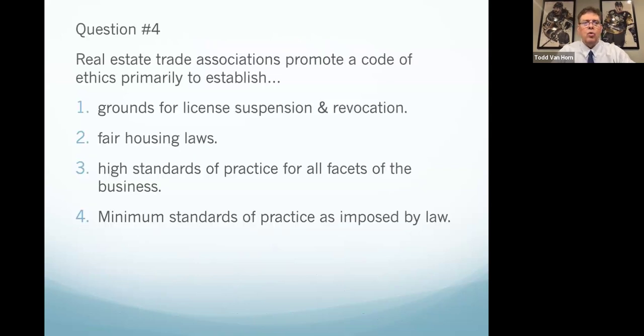Question number 4. Real estate trade associations promote a code of ethics primarily to establish what? Number 1, grounds for license suspension and revocation. Number 2, fair housing laws. Number 3, high standards of practice for all facets of the business. Or number 4, minimum standards of practice as imposed by law. So why do real estate trade associations exist? They promote a code of ethics primarily to do what?